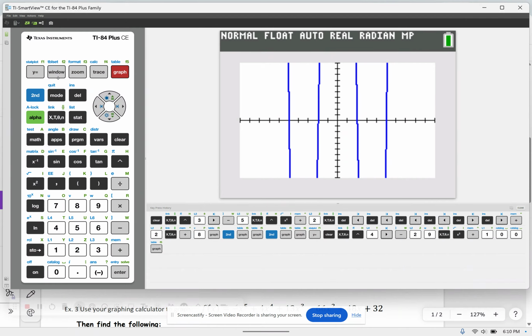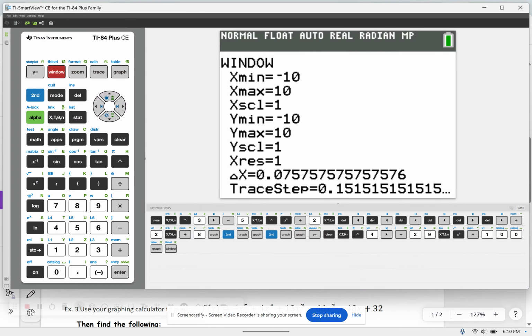On the calculator, you need to go to the window key, which is right next to the y equals. And you're not going to change your x numbers. The only thing you're going to change is the y numbers. So right here, we're going to change the y min and max. Really, it's just a guessing game. There's not much I can tell you other than to guess and check, and then go back and guess and check. The only hint I can give you is that if you know the y-intercept, then you can change one of them into being bigger than the y-intercept.